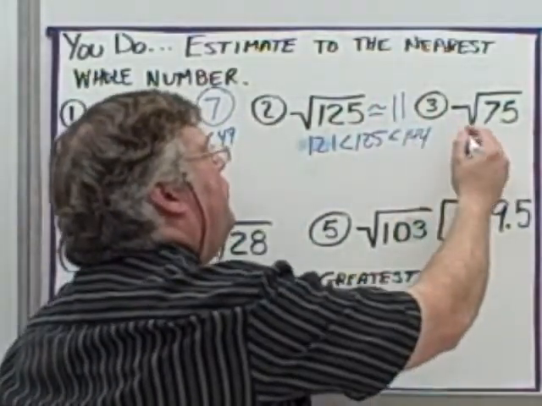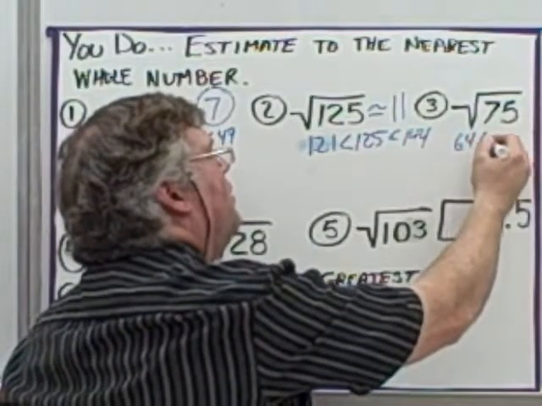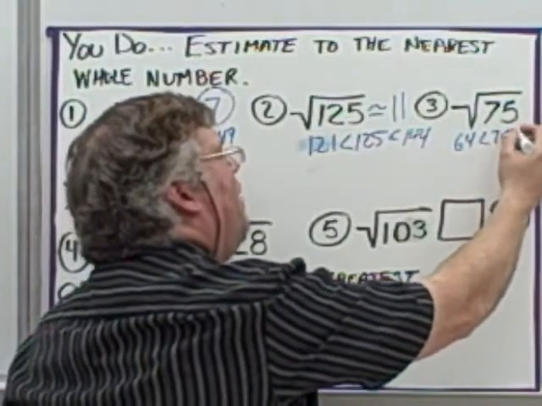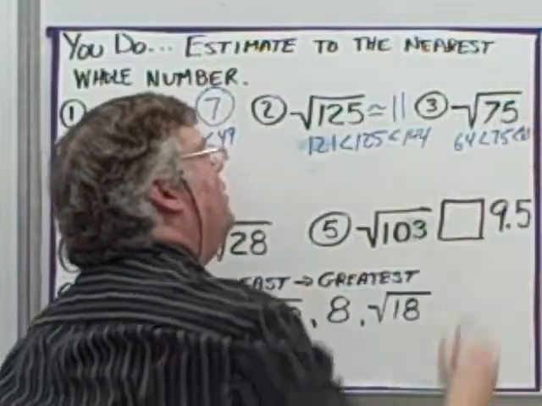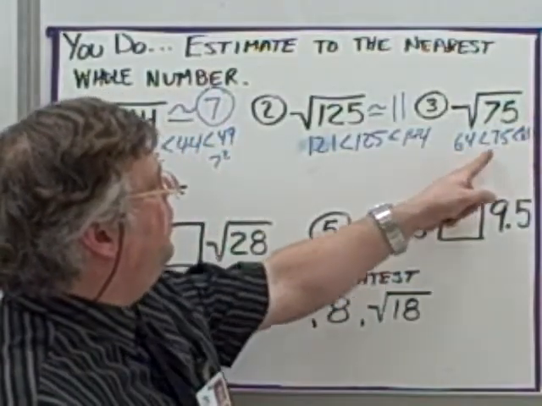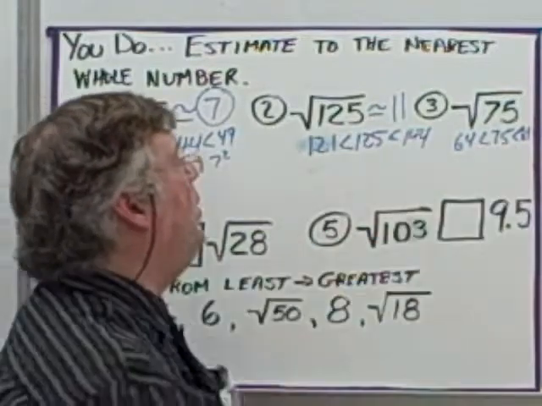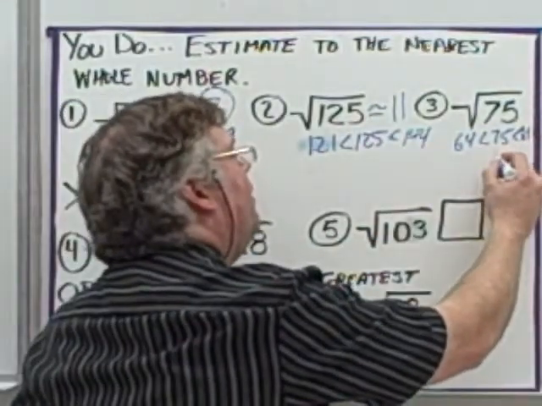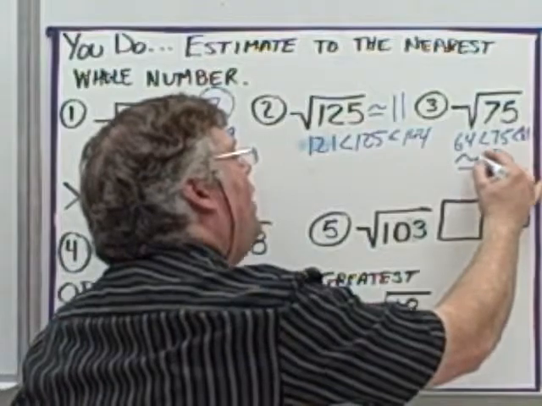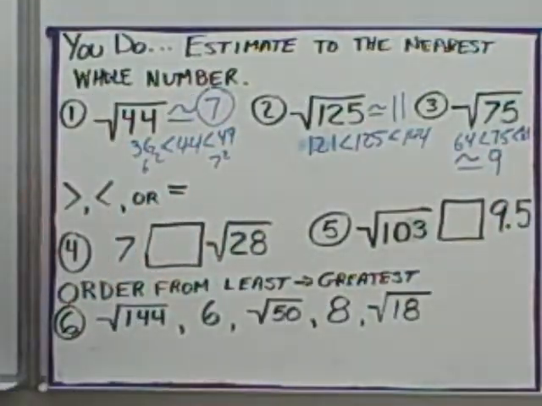75. 8 squared is 64, which is less than 75. 9 squared is 81. Is 75 closer to 64 or 81? It's closer to 81. The square root of 81 is 9. So this is approximately equal to 9.